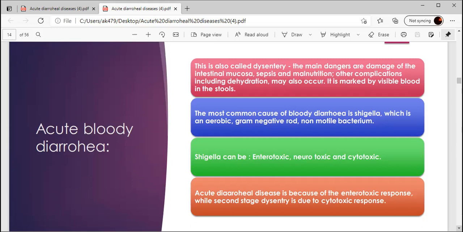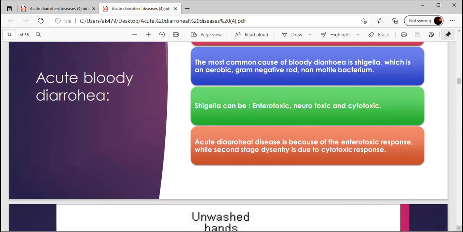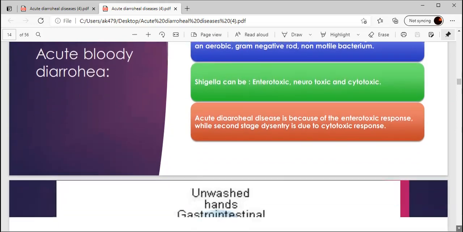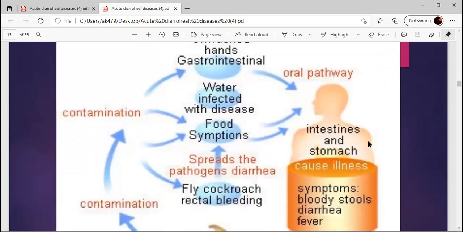The most common cause of bloody diarrhea is Shigella, which is an aerobic gram-negative rod non-motile bacterium. Shigella can be enterotoxic, neurotoxic, and cytotoxic. Acute diarrheal disease is because of the enterotoxic response, while second stage dysentery is due to cytotoxic response. This shows the transmission and pathogenesis of the organisms that cause bloody diarrhea.